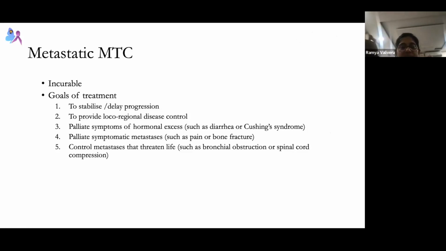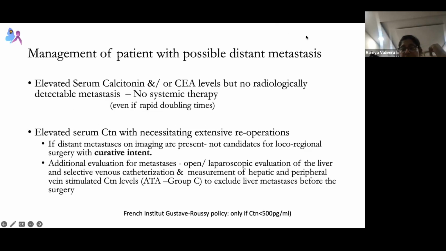Metastatic MTC, like any other metastatic disease, is treated to palliate the symptoms, and if there is hormonal excess, treat that. This is the same for any malignancy. There could be associated diarrhea because of the calcitonin itself, and there could be a Cushing's syndrome sort of thing. The treatment depends upon what kind of mets are there.